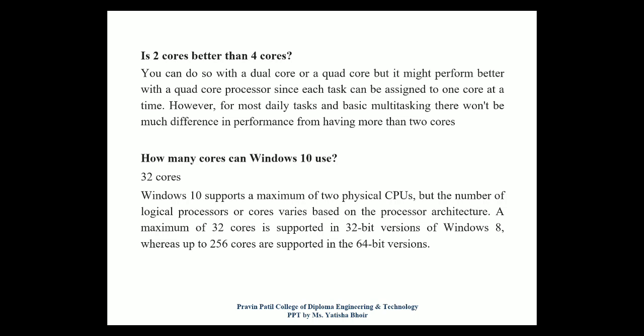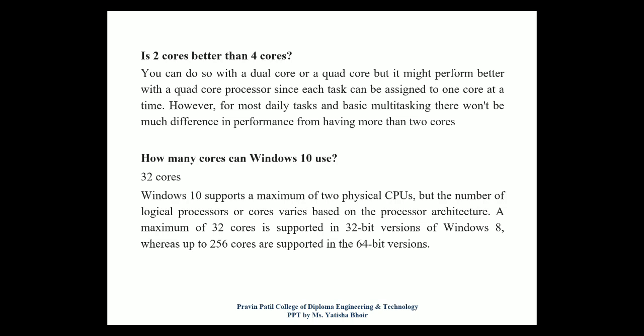However, for most daily tasks and basic multitasking, there won't be much difference in performance from having more than 2 cores. Means there is not a big difference in performance between 2 cores and 4 cores. 2 cores do perform, 4 cores will perform better, but there is not much difference. If you can have 2 cores, then it will be fine. 4 cores is much better, but not much performance difference.